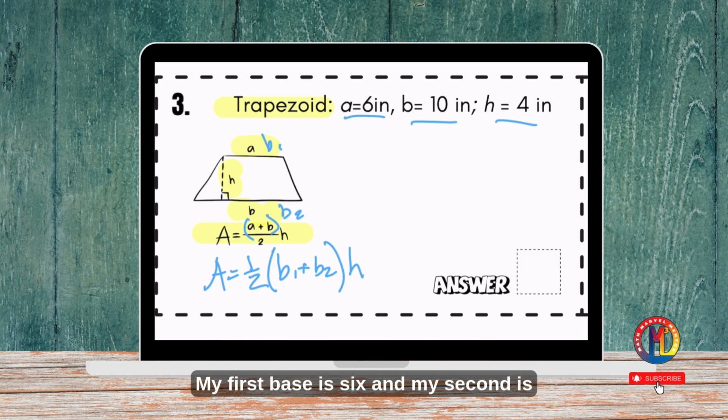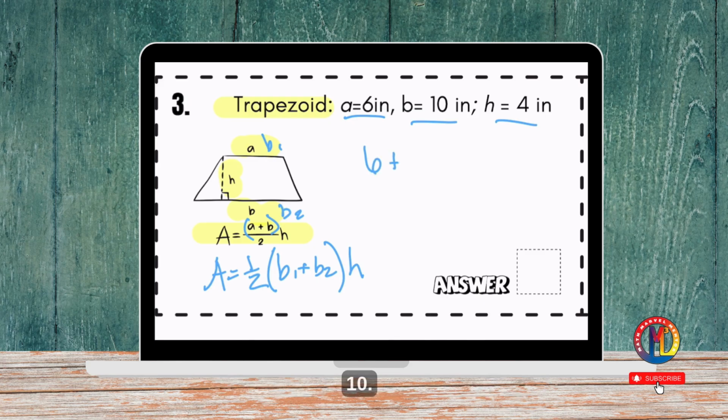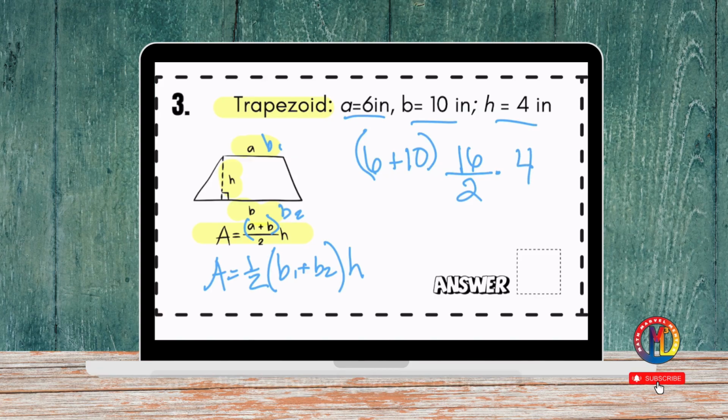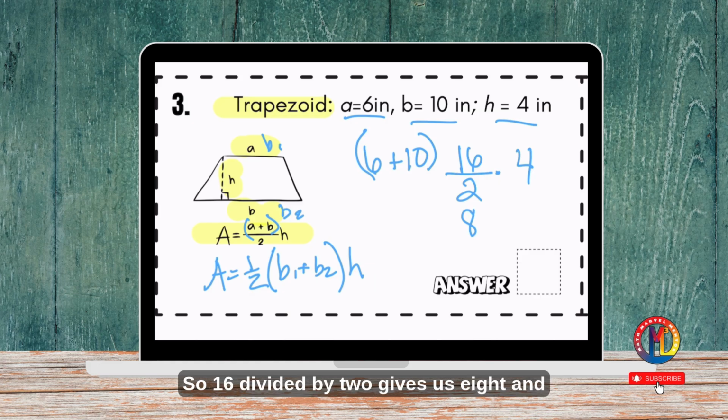My first base is 6 and my second is 10. So we want to add those first, and 6 plus 10 gives us 16. Then we have 16 divided by 2, times the height, which is 4. So 16 divided by 2 gives us 8, and then 8 times 4 gives us 32, and we're talking about inches squared. So our answer to number 3 is 32 inches squared.